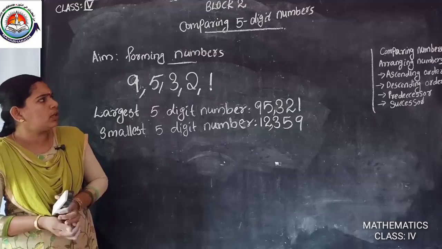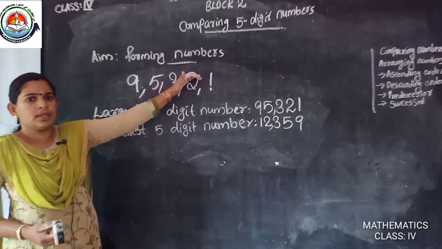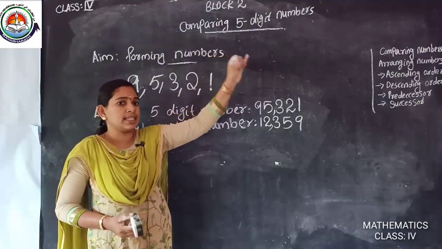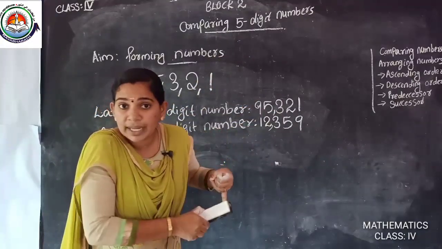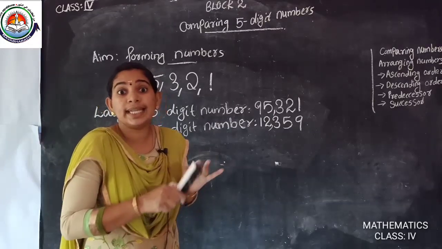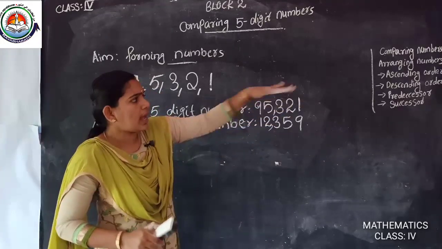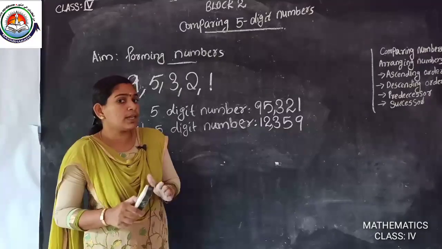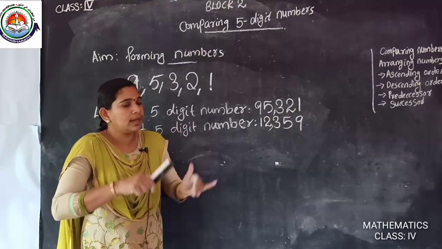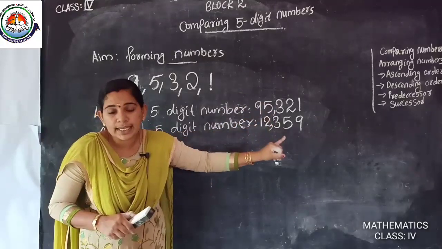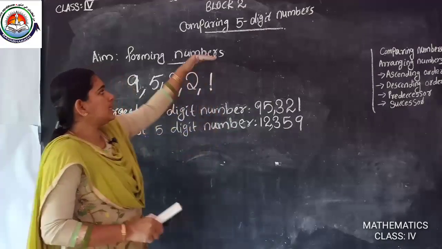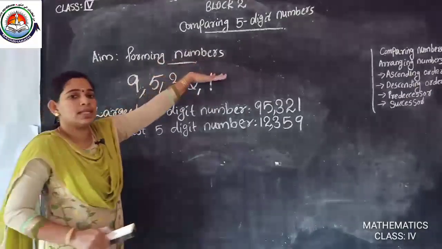Anyone have a doubt about forming numbers? So in this chapter, block 2, comparing 5-digit numbers, we discussed first how to compare numbers. What are the symbols we use? Less than, greater than and equal. Then arranging the numbers. How many orders? 2 orders: ascending order and descending order. Then how to find the predecessor and the successor. Then today we discussed forming numbers.